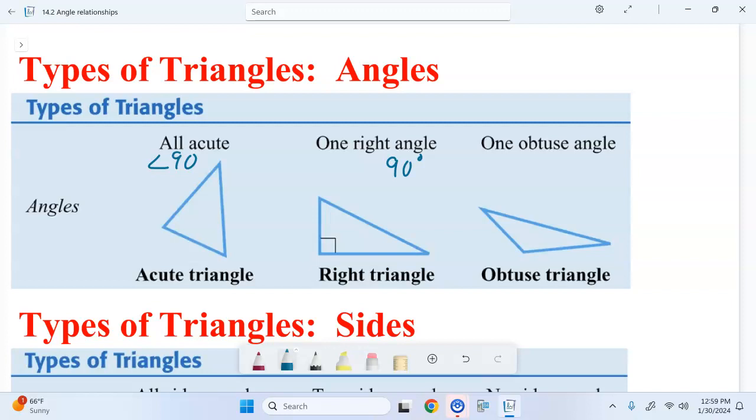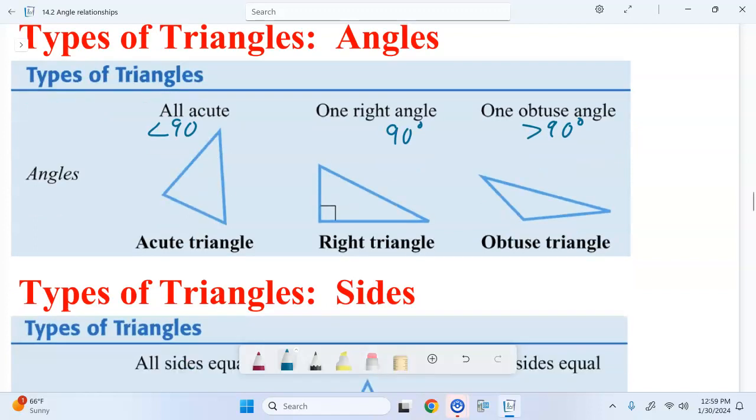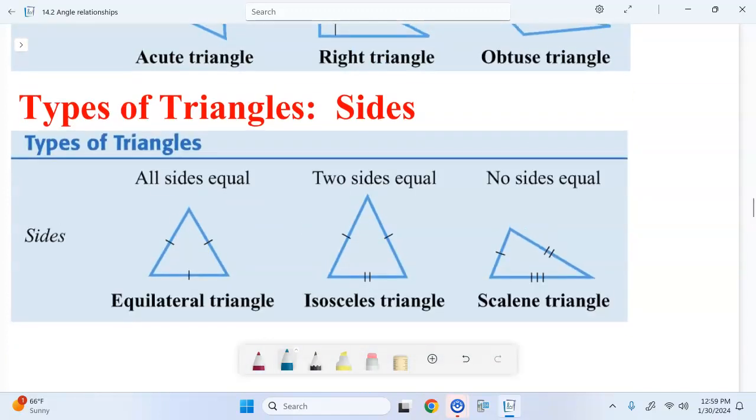What is obtuse? Greater than 90. Same as with the right angle, you cannot have more than one obtuse angle. But if you do have an obtuse angle, it's an obtuse triangle. We can also classify using our sides.